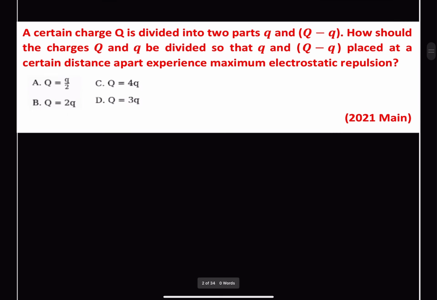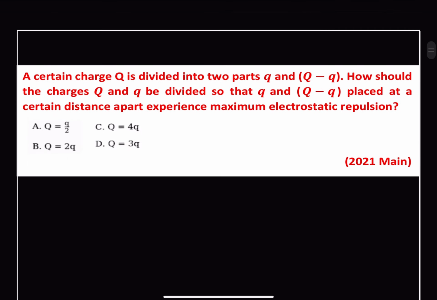We are given a certain charge Q that is divided into two parts, q and capital Q minus small q. How should the charge capital Q be divided so that small q and capital Q minus q, placed at a certain distance apart, experience maximum electrostatic repulsion?